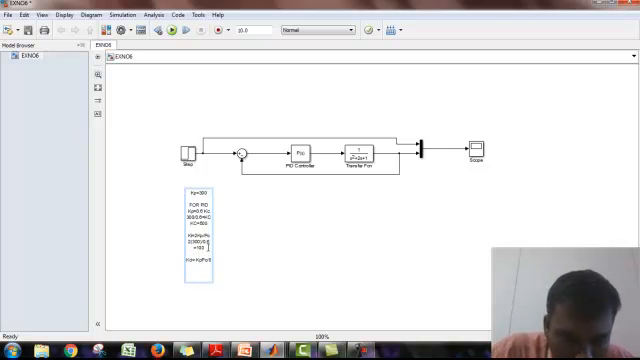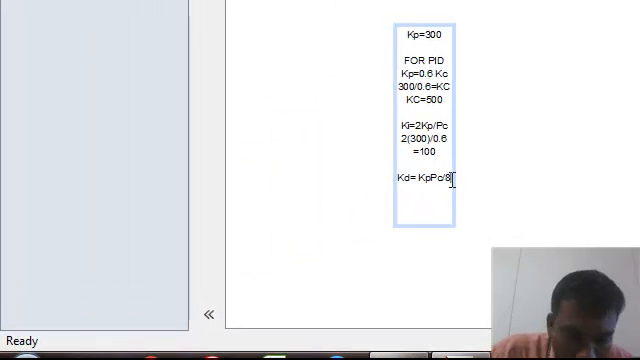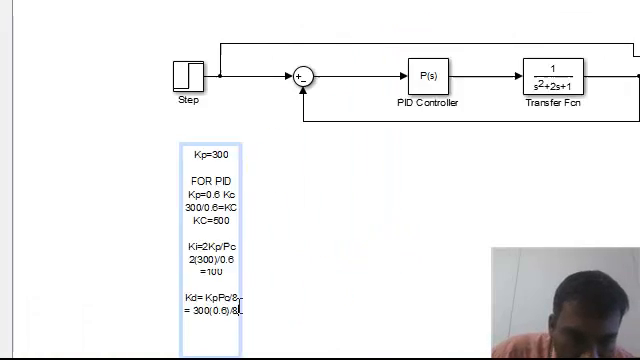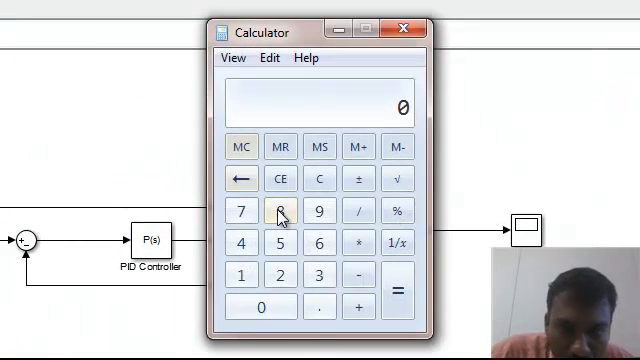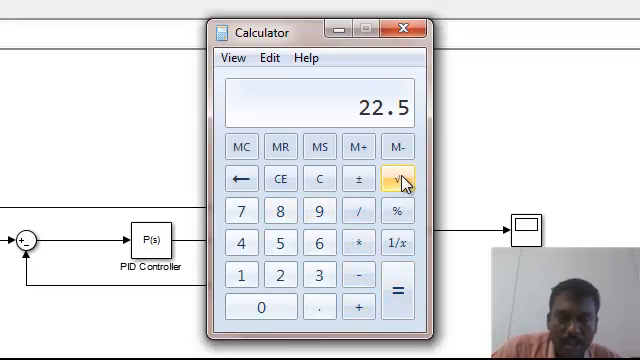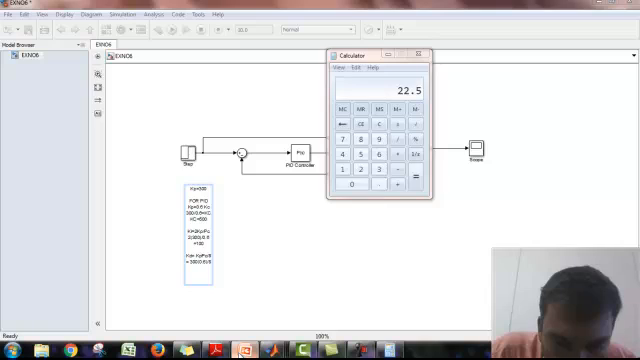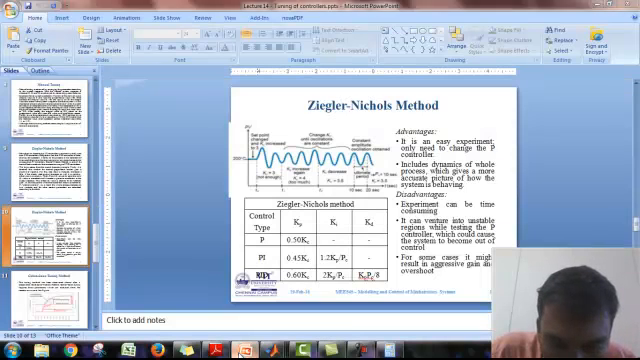Next we can go for KD. This gain you got is the integral gain. Then go for the next gain, the derivative gain. KD is equal to KP, KP value 300 into PC is 0.6 divided by 8. So 300 into 0.6 divided by 8, so 22 point. Just a minute, KD is equal to KP PC divided by 8.